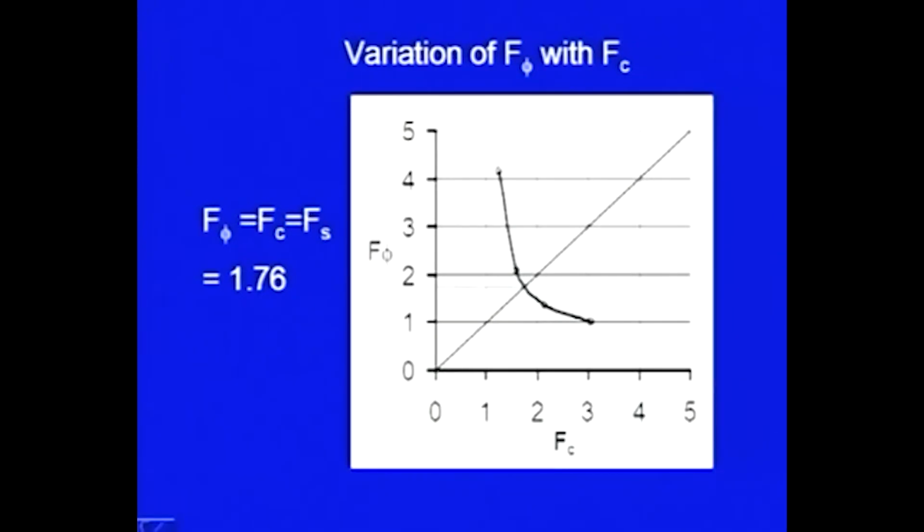This is a line which is having 1:1 gradient, means 45 degree angle here, and it intersects the curve somewhere here. Read this value. So, from this graph, we get f c, f I both will be equal to f s, and this value comes out to be 1.76. So, this is the way we can calculate the factor of safety.